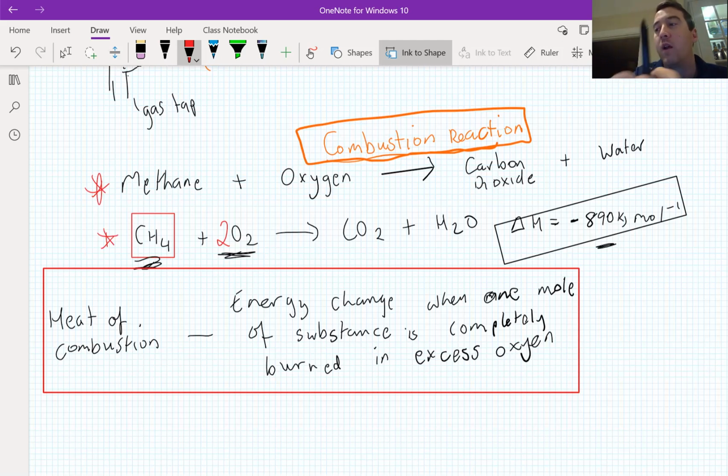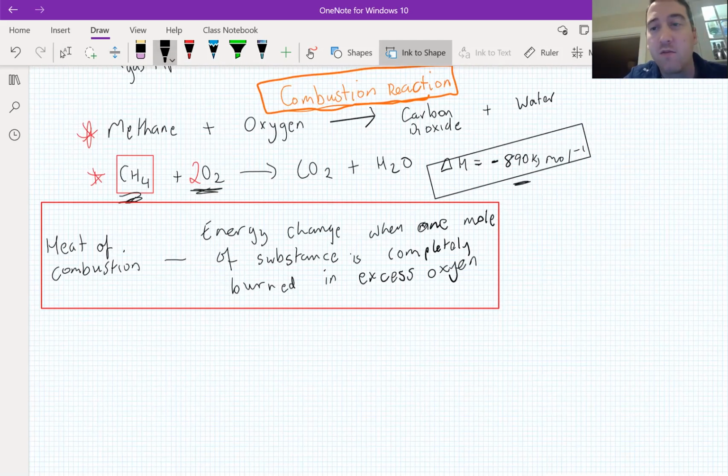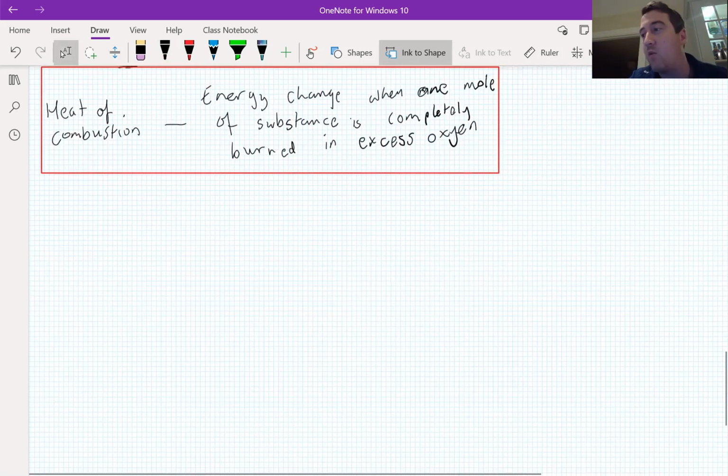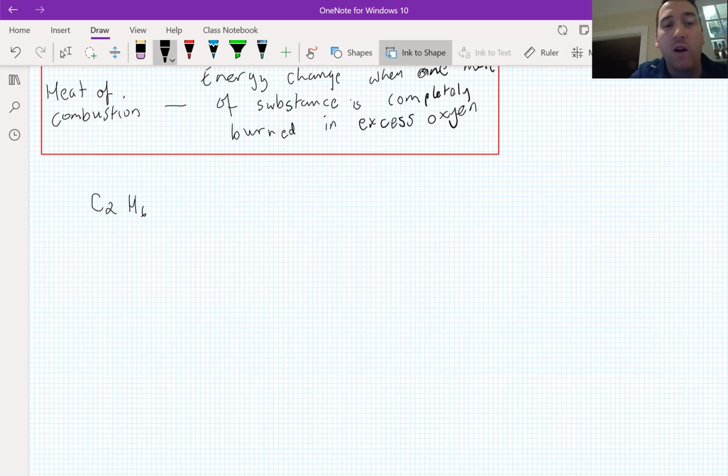Okay, what I'm going to do now is we're going to practice writing down some equations for combustion reactions of different substances. And remember, we're always going to be combusting 1 mole. So let's start with this one. We've got C2H6. Okay, so we're going to combust this now. C2H6. That's all we know. We want to combust C2H6. What do we have to do?